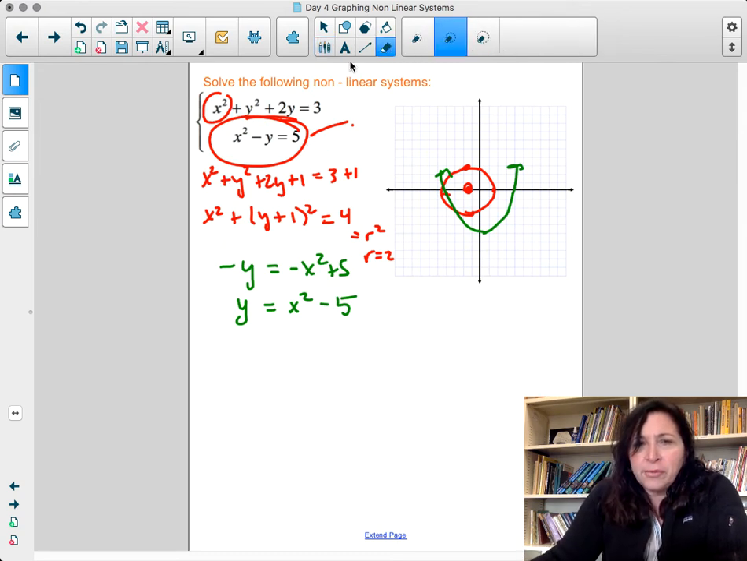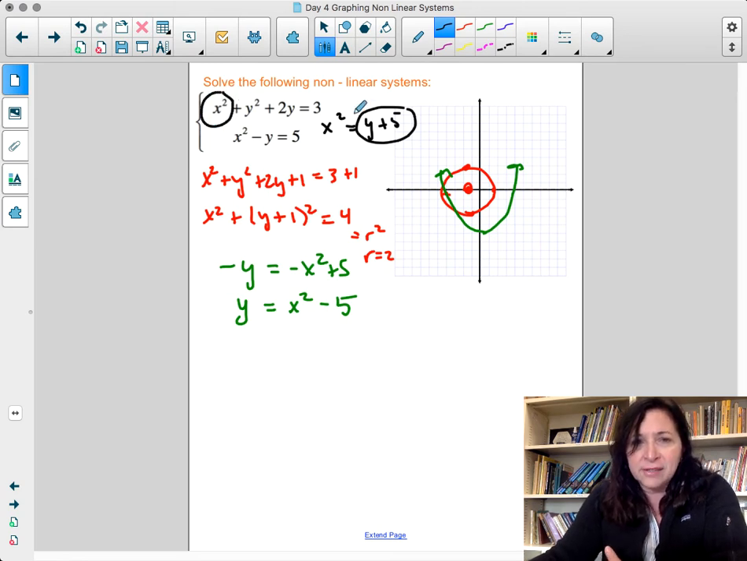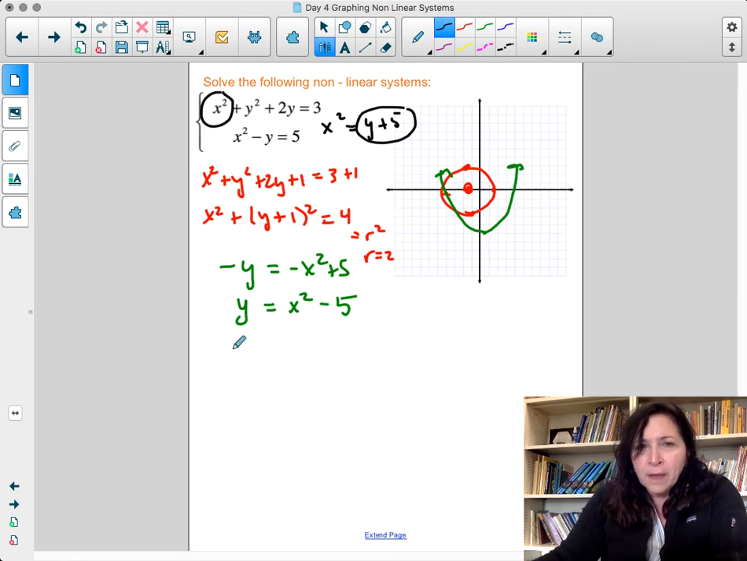So I'm going to start with my original equation, which was this right here. And I'm going to substitute, which means that I would go x squared equals y plus 5. And so don't square root that because, see, this is already x squared. You don't have to square root it. It's exactly the same. So we're going to go y plus 5 plus y squared plus 2y equals 3.